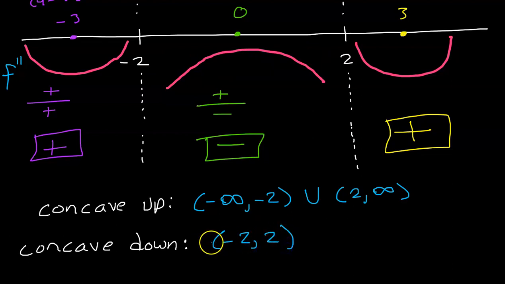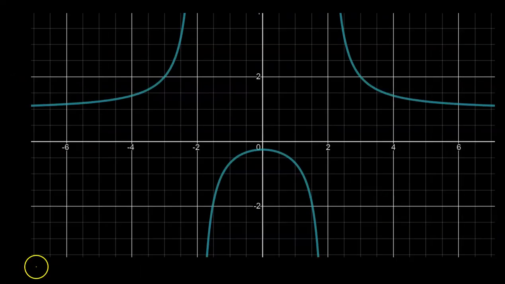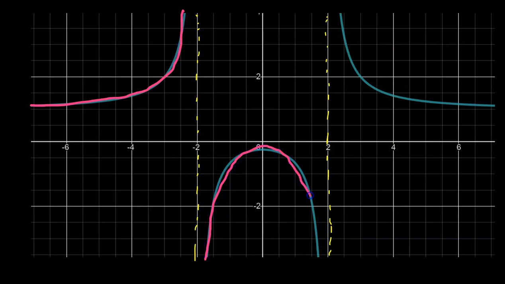All right, let's wrap up this video with a quick peek at the actual graph. So as predicted, you can see the asymptotes here at negative 2 and positive 2. And as predicted, the function is concave up from negative infinity to negative 2, concave down from negative 2 to positive 2, and concave up from 2 to infinity.